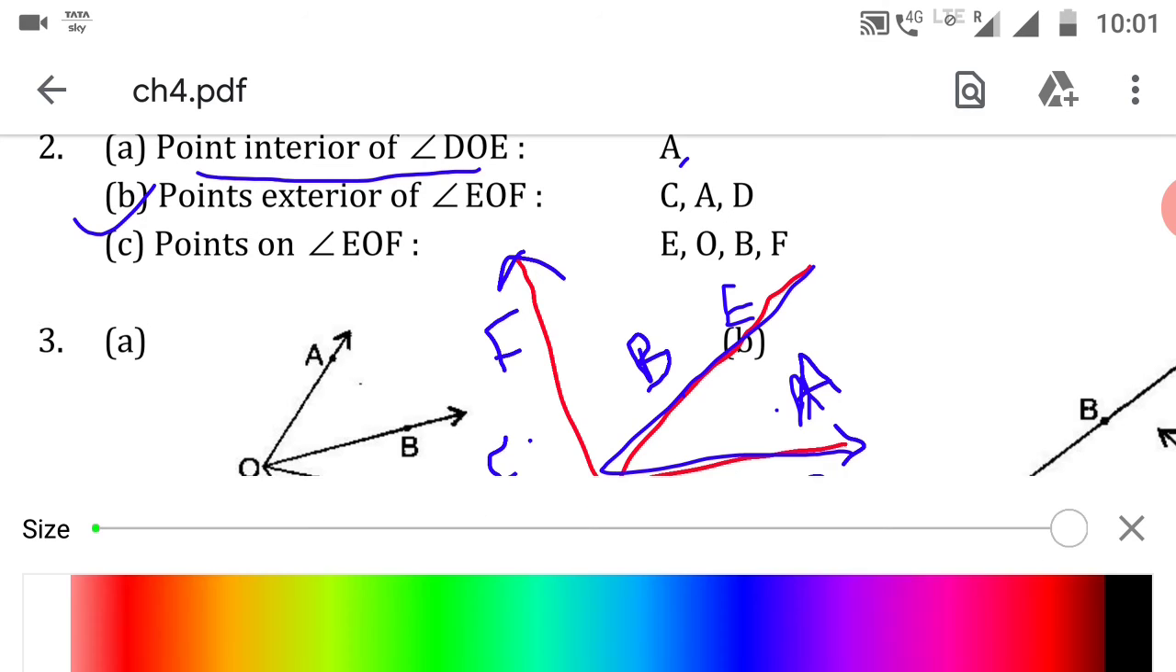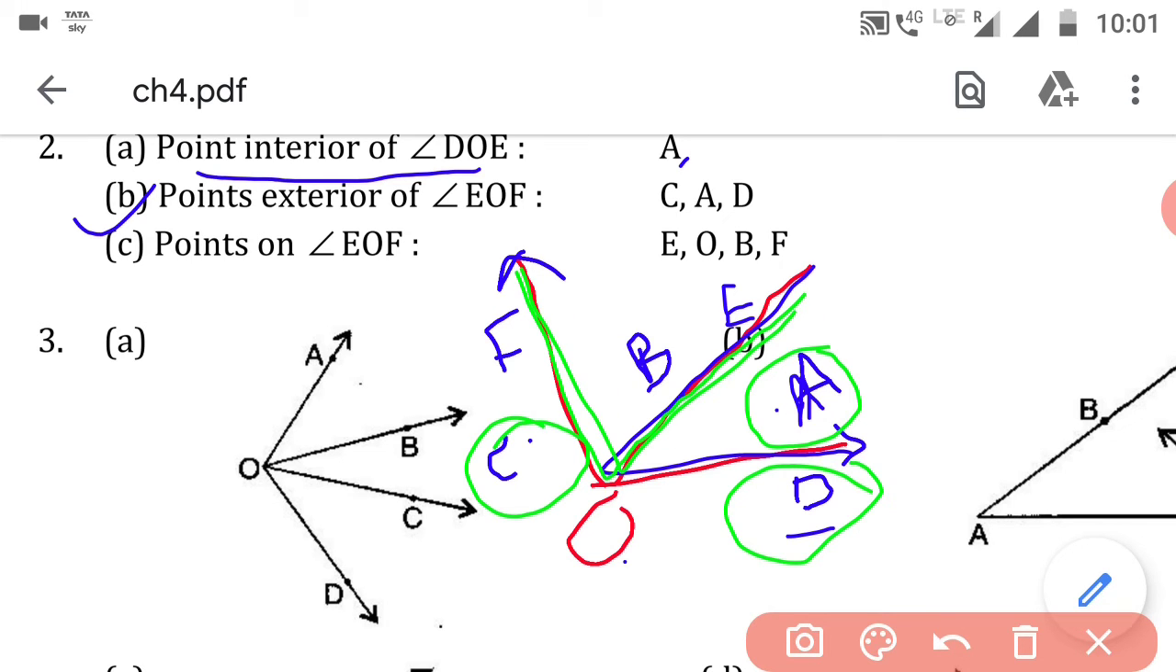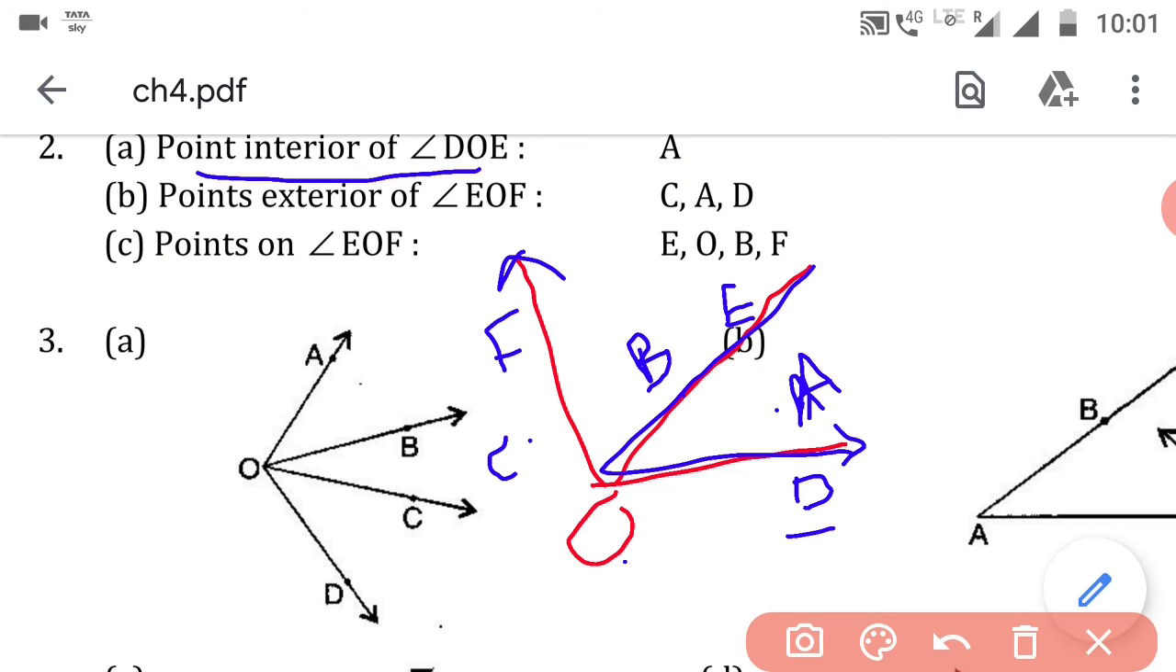Now we can see EOF. Where is EOF? This is our EOF. Now exterior means outside of this angle, which is C, isn't it? C. And also we can say A and also D. These all points are outside of this angle EOF. So what are the points? C, A and D. Now answer number C, points on angle EOF. Now where is EOF? Angle EOF.